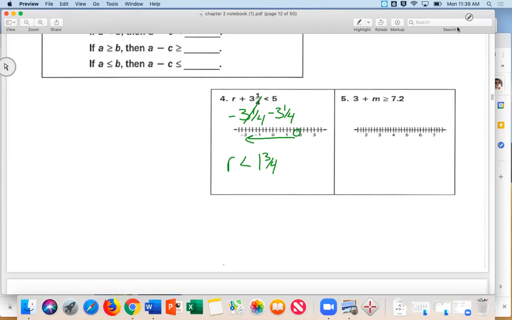All right, what about number 5? Let's go with John. What would you do with number 5? How would you get rid of the plus 3? What's the opposite of plus? So we're going to subtract 3.